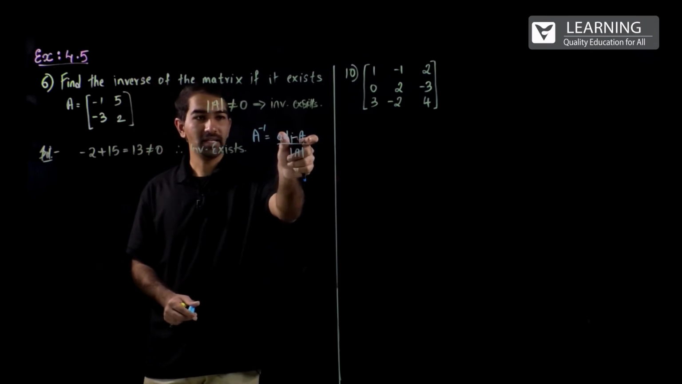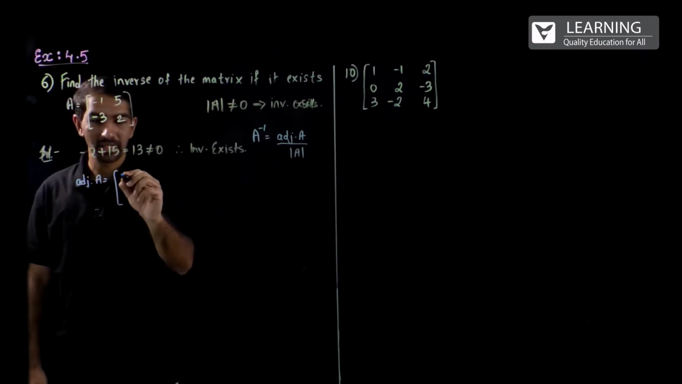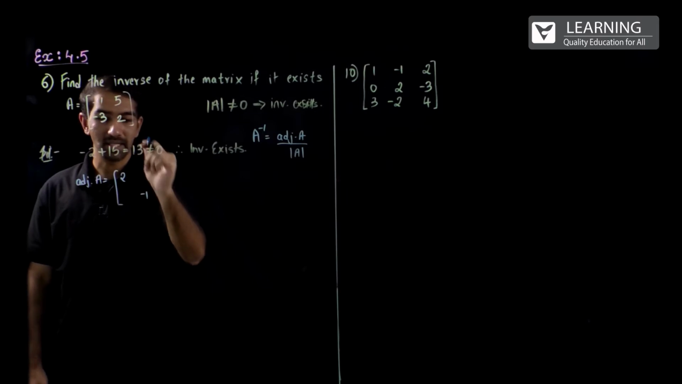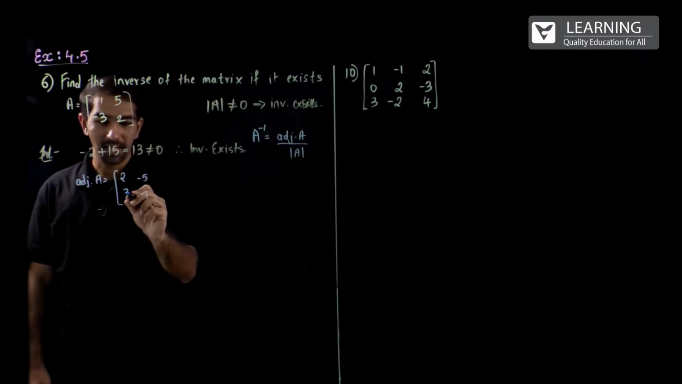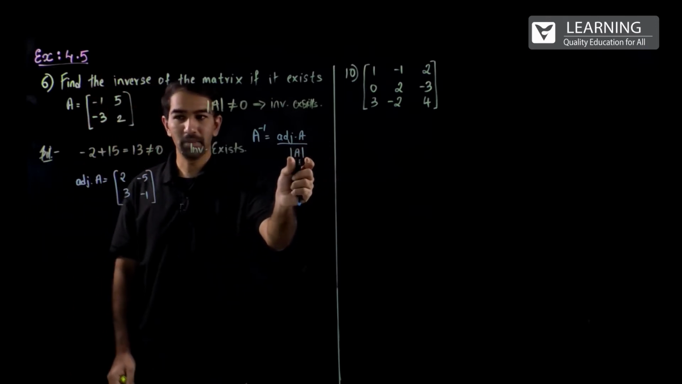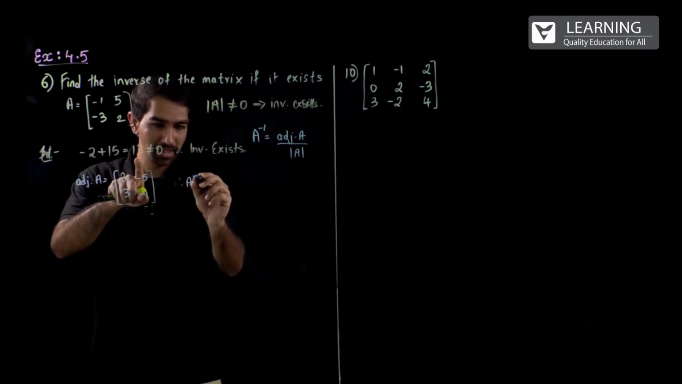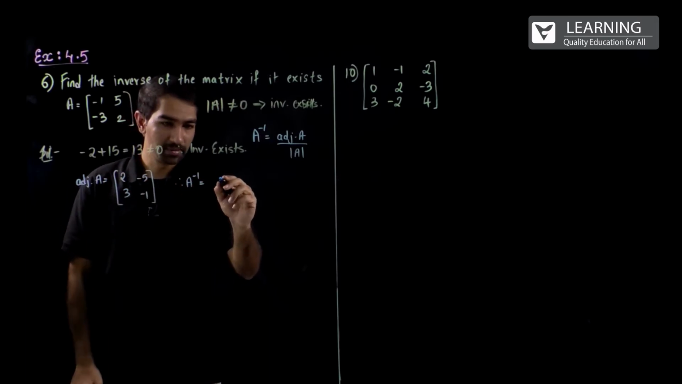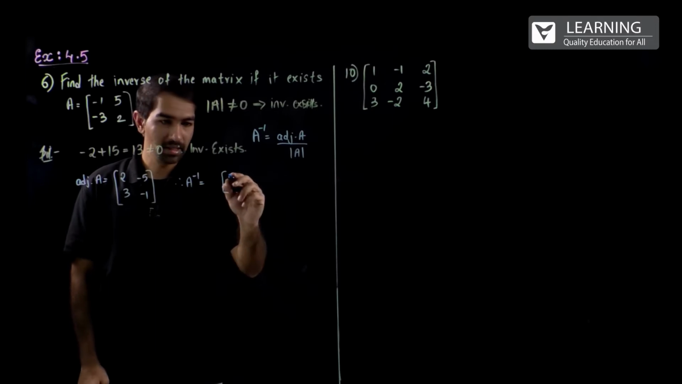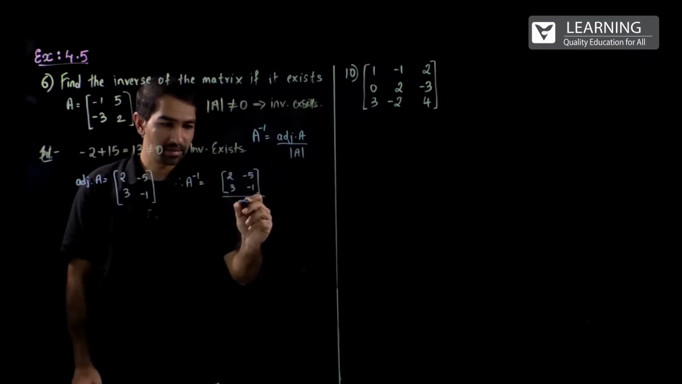Okay, adjoint of A, can we write this very easily? Correct? What is adjoint of A? For a 2 cross 2 matrix, interchange the principal diagonal elements, 2 and minus 1, and invert the signs of the others, minus 5 and 3. So this is our adjoint of A. Determinant of A we have here already, 13. So therefore A inverse will be equal to how much? A inverse will be equal to adjoint of A, 2 minus 5, 3 minus 1, the whole divided by determinant of A, which is 13.